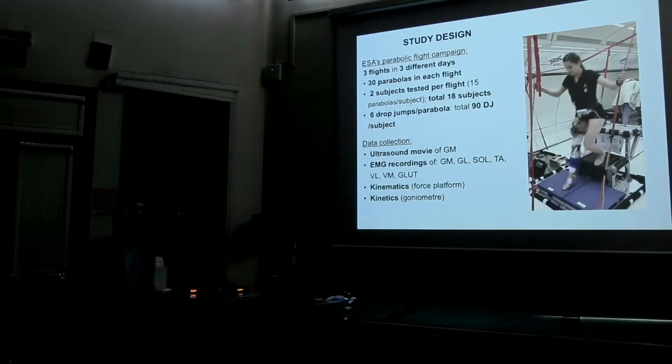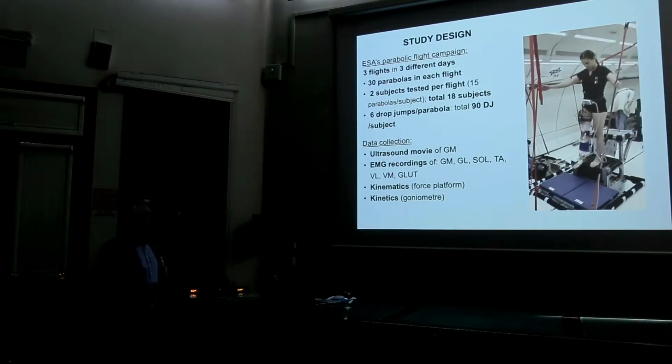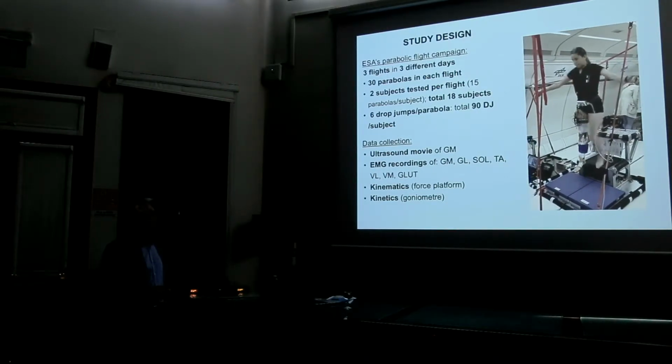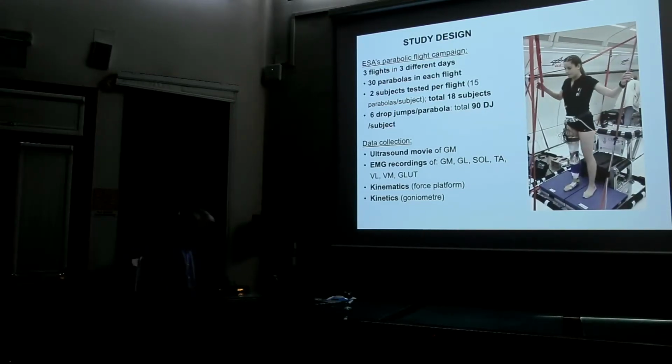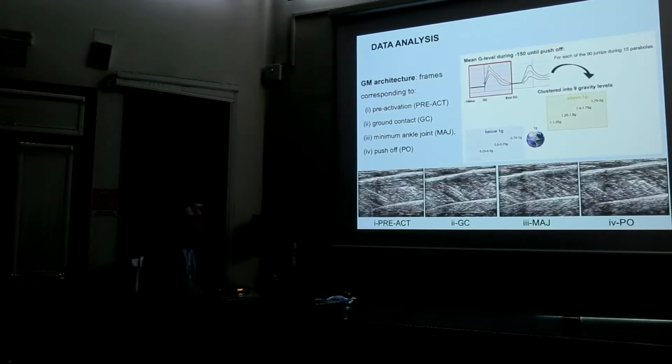This is a typical jump. As you see, the subject prepares for landing, lands, and does the following jump. So when we came to analyze the ultrasound images, basically we analyzed 90 jumps for 15 parabolas.